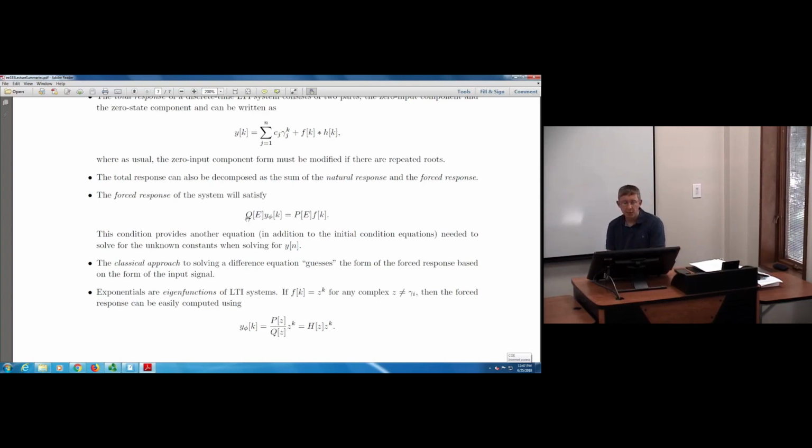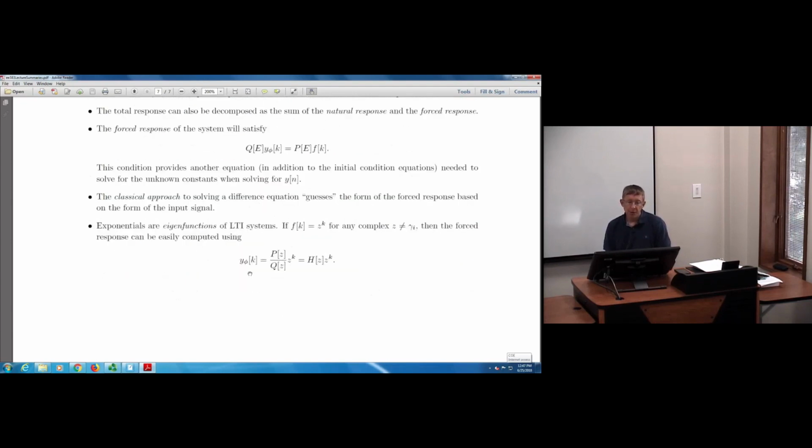That's typically what you do in a diffy q class, you make that guess. We're going to go back to this approach today. This is much more general. It works for any input. It doesn't have to be in a table, because as long as you know how to do convolution, this convolution operator works no matter what the input f of k is.